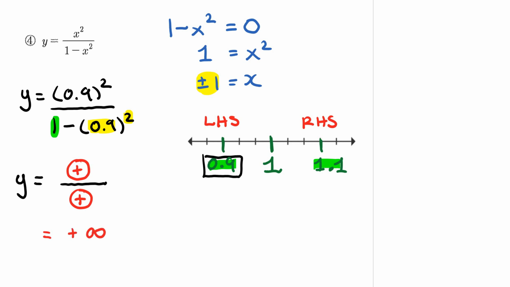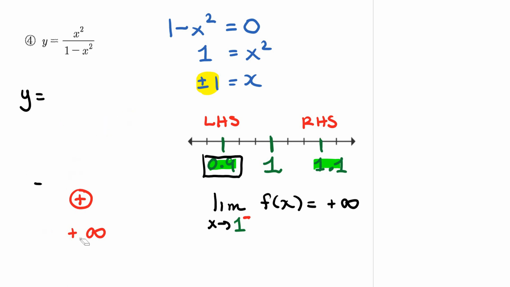So positive over positive is going to be positive infinity there. How do I write a limit statement for that? I can write down the limit as x approaches 1 from the left-hand side of this function f of x, and that's going to positive infinity. So that's step number 1 for this particular question. Next, I'll erase this, and I'll erase that.